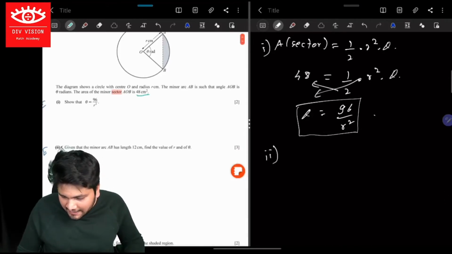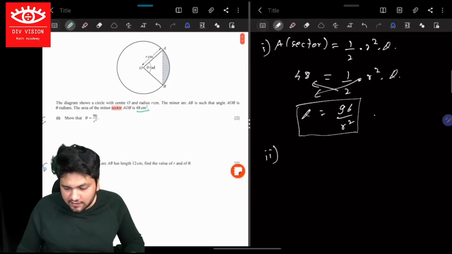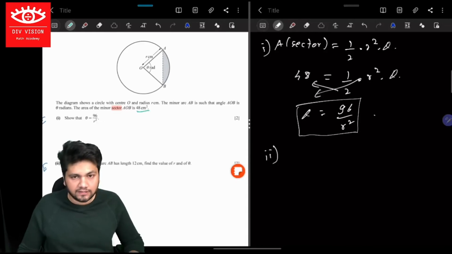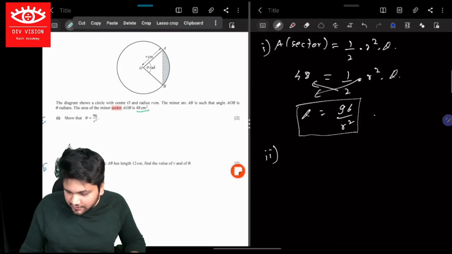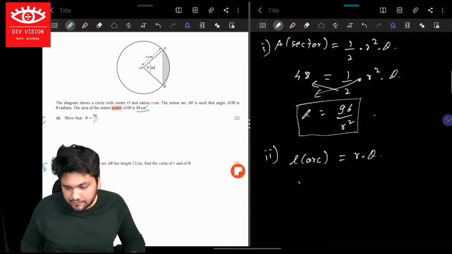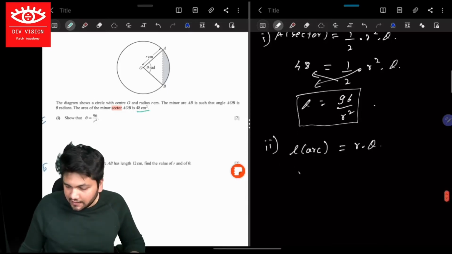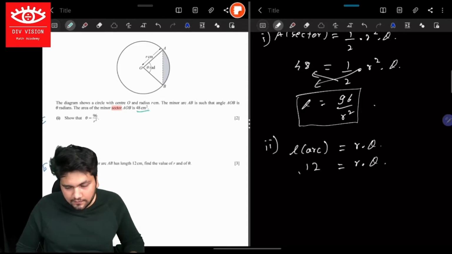Given that the minor arc AB has length 12 centimeter, find the value of r and of theta. So they are asking you to find the value of r and theta, and they have given the length of minor arc as 12 centimeter. So we know that length of arc is r into theta, right? That is the formula. The length is 12 centimeters. So basically 12 is going to be your r into theta, right?